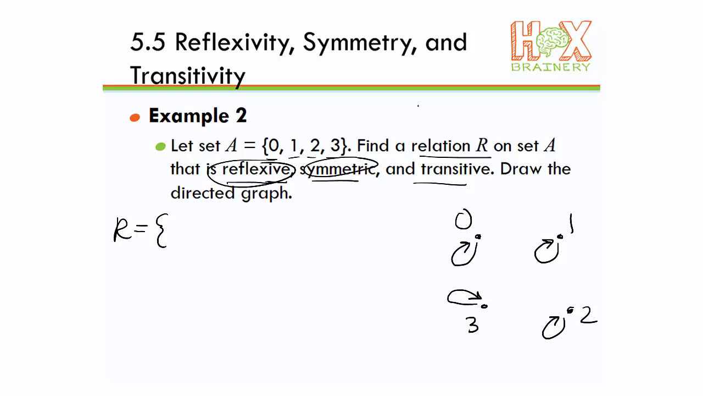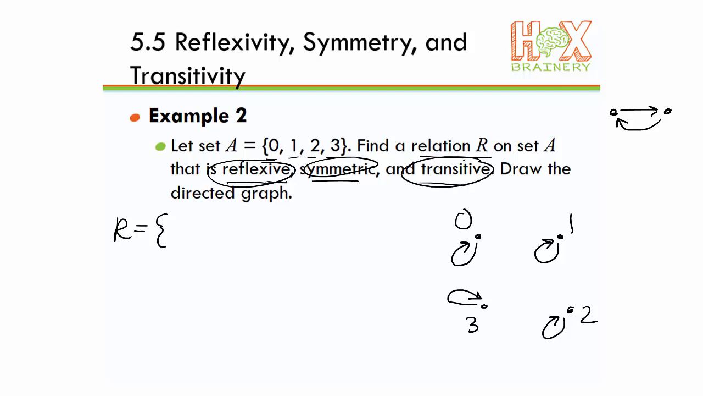Now, if it's symmetric, you just have to make sure if you're going from one element to another, you make sure you go back to that element, right? If you don't do that, like if I don't draw any more lines, then it's going to be symmetric by default. So I'm just not going to draw any more arrows.